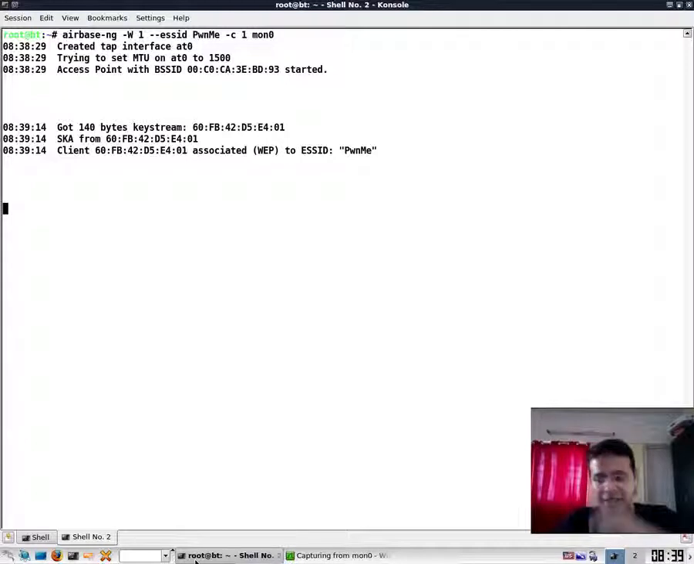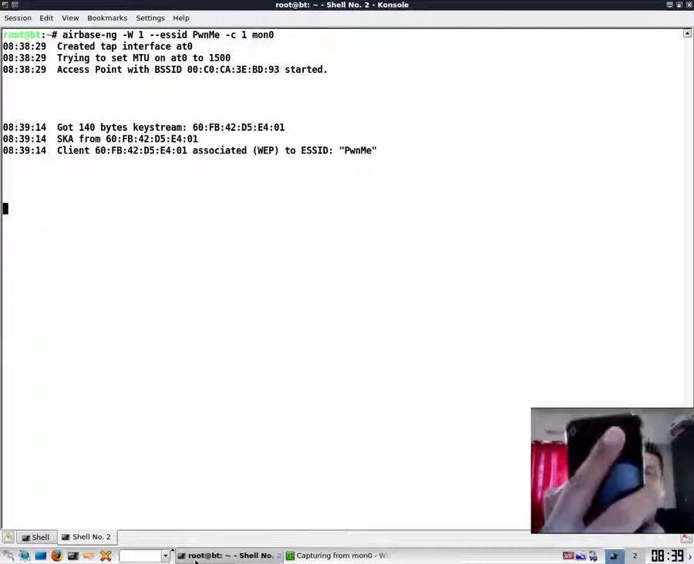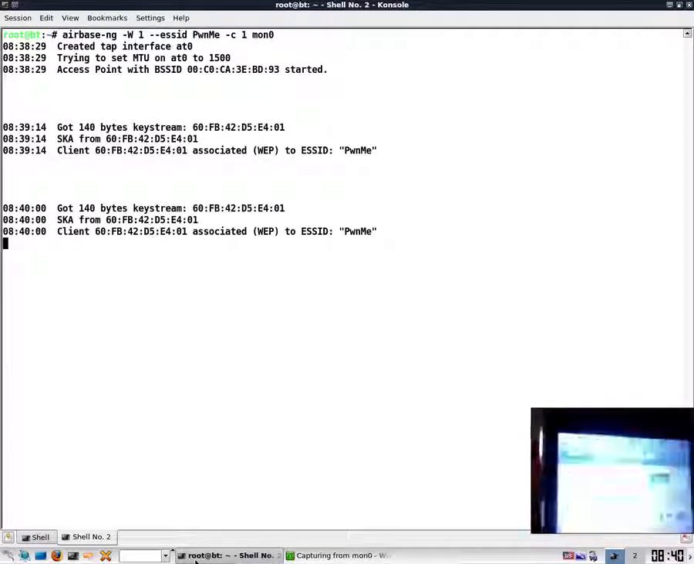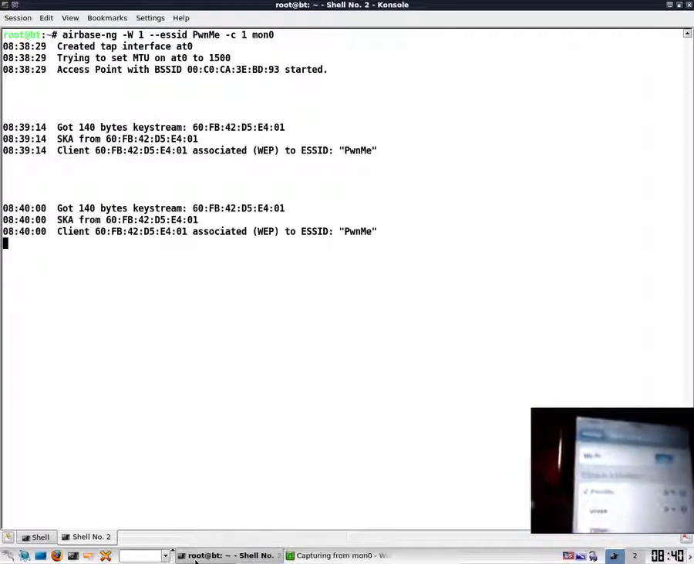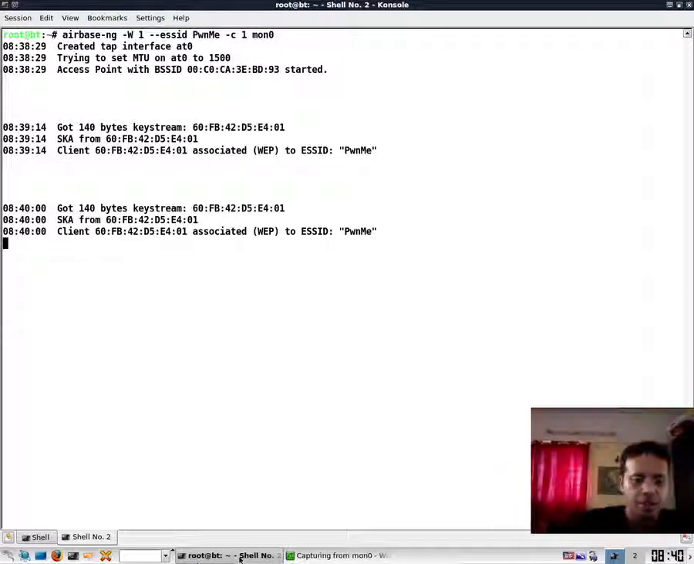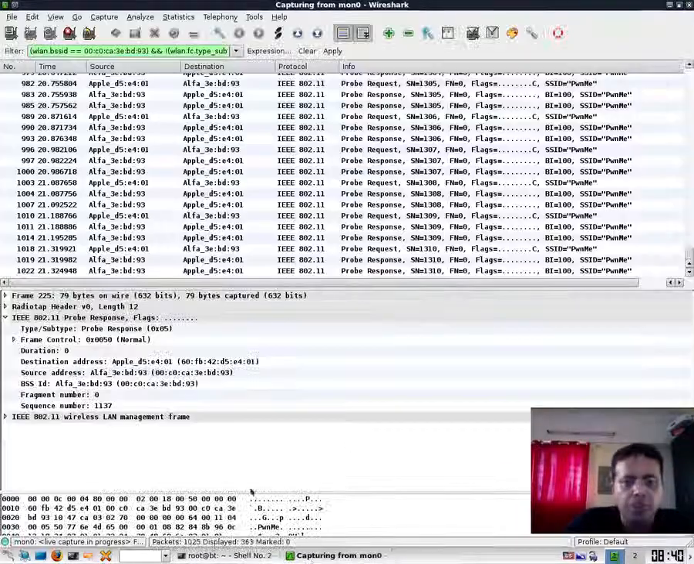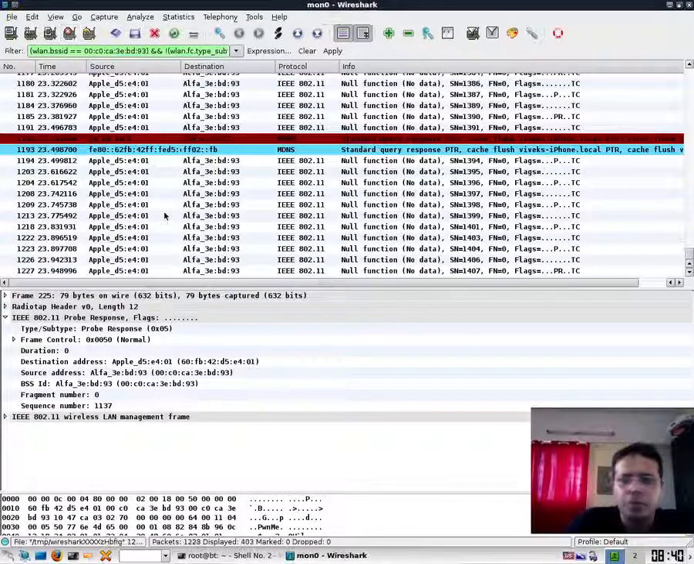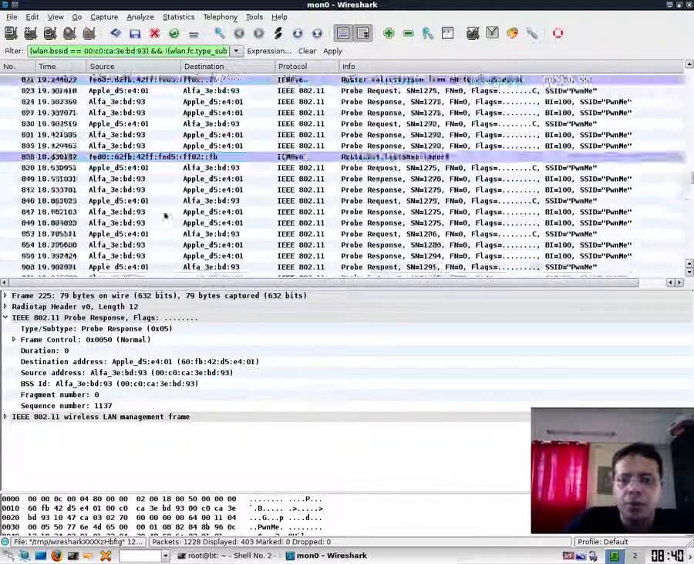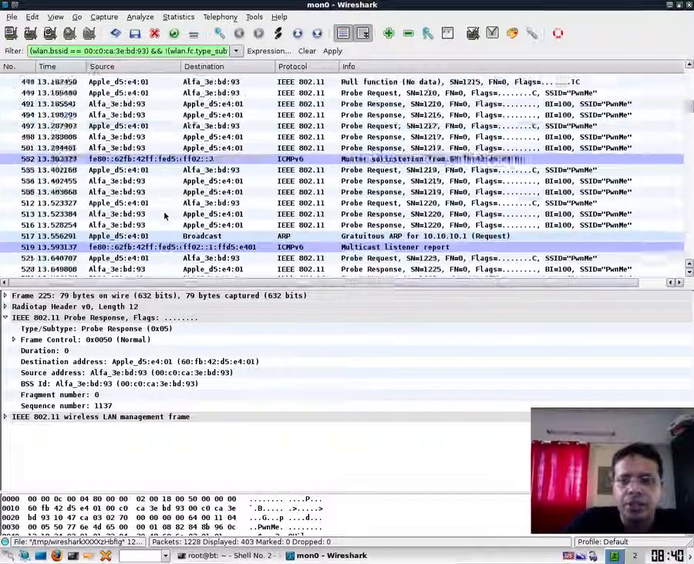And let me go ahead and enable it. So now the client is searching for the network and it has automatically connected to pwnme. Now let's look at the various packets which have been collected. So let me stop this, and let me go up here and try to understand what really happened.